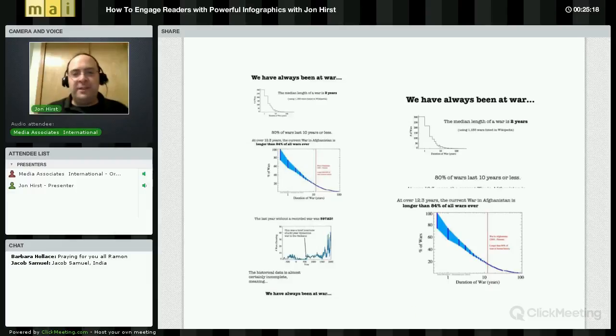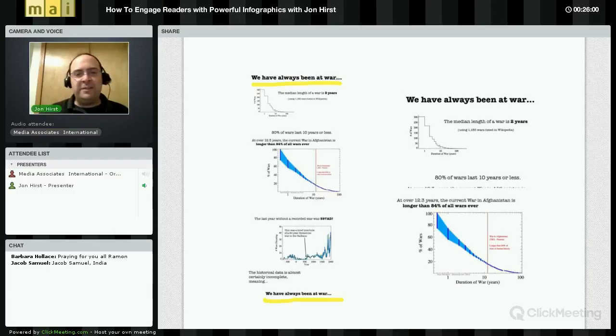Here's a little infographic that I use to illustrate the idea of narrative. It's not much in the way of design, but the narrative I think is striking. They say, "We have always been at war." That's the title. So that title grabs you pretty quickly. And then it talks about the median number of years of a war, the average length of wars, the fact that the war in Afghanistan is longer than 80% of wars. And then it shows the last year without a war was in 500 something AD. And then it ends with a simple message: we've always been at war.